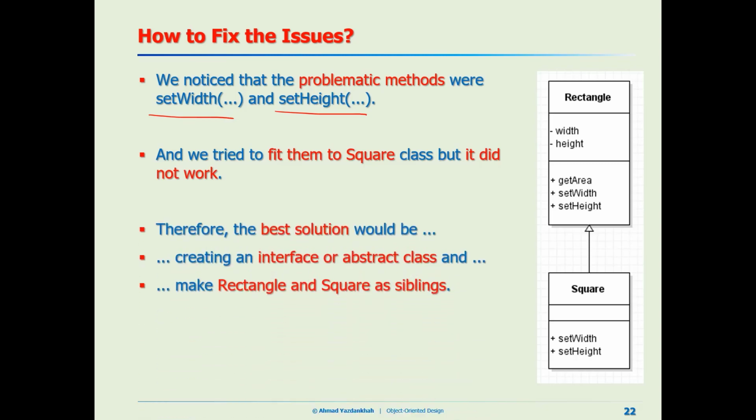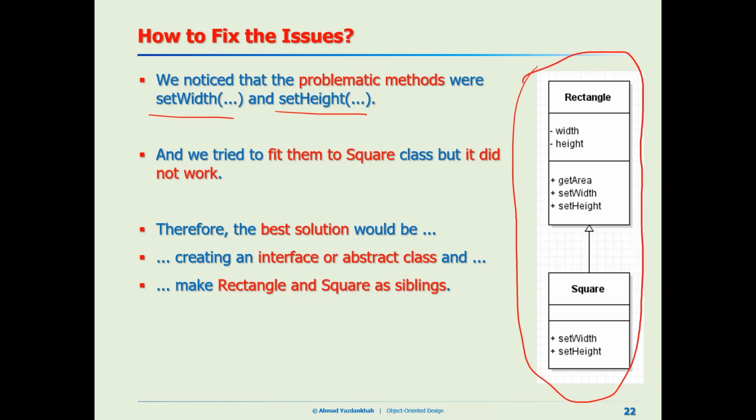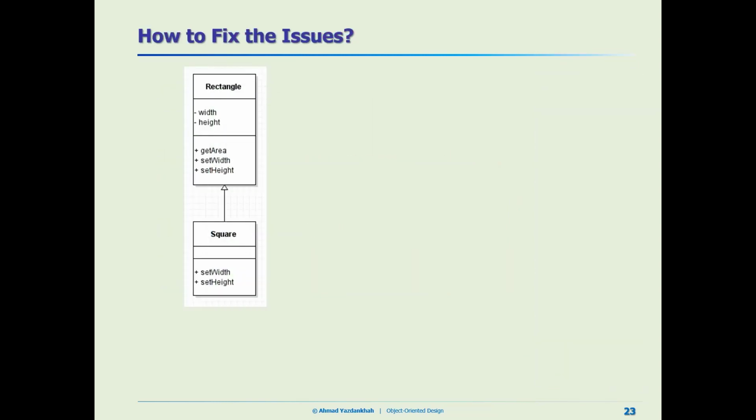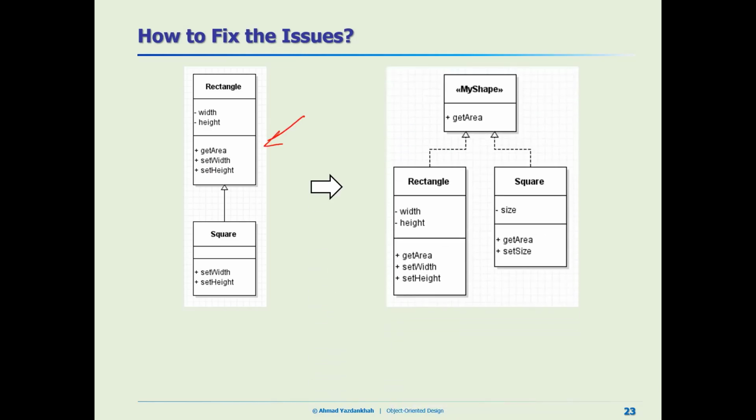So the best way would be to create an interface or an abstract class, and instead of this, we make the rectangle and the square siblings. All right, here is how we can fix that. Instead of this guy, I created an interface and factored out the getArea, but you can put an abstract class here. It works, but for this simple example, probably the interface is the best way.